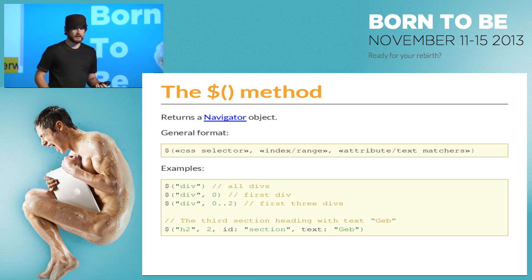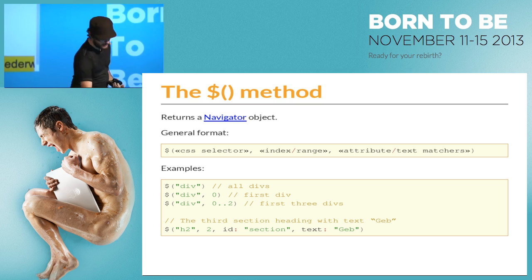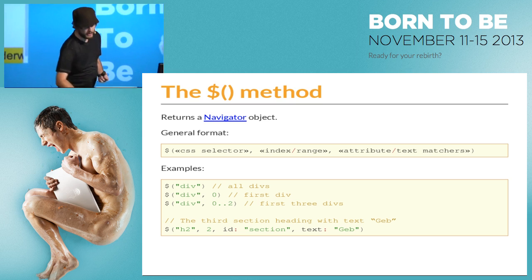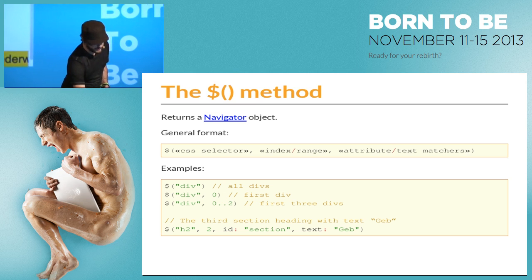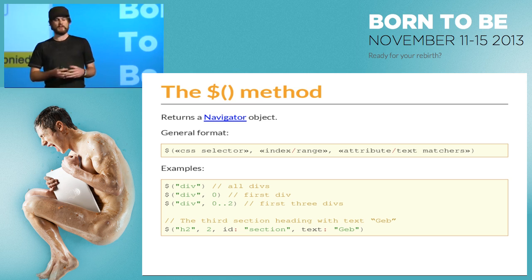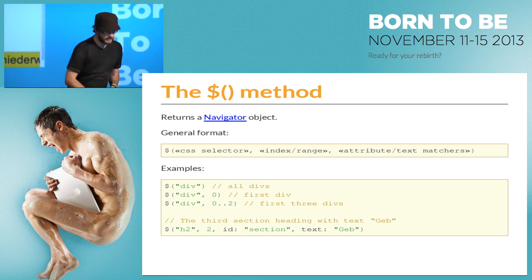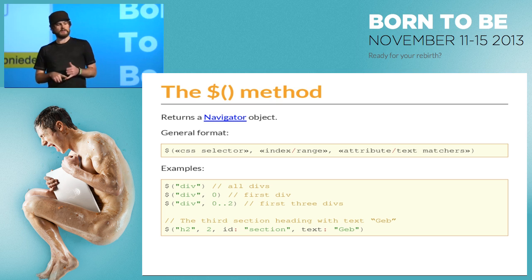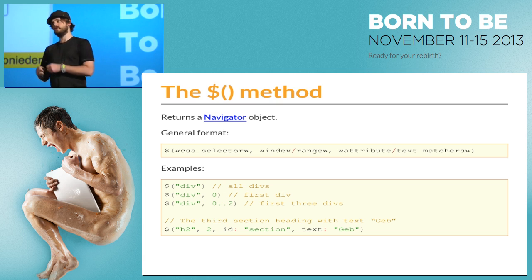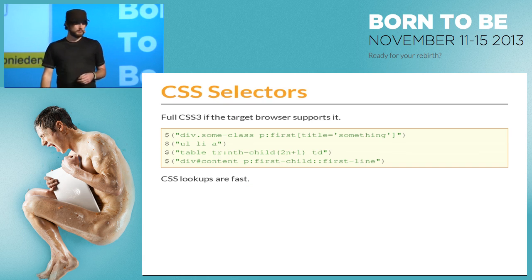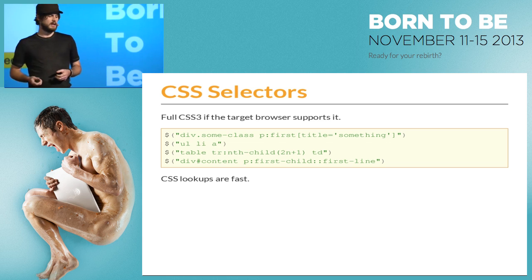If we have a look at the first one, this effectively is saying I want all the divs on the page, all the elements whose tag name is div. I can use an index here and say, well, I really actually just want the first one. Or I can use a nice feature of Groovy, a Groovy range, to specify I want the first 3. And I can bring them all together here. So this is saying I'm asking for the third H2 whose ID is section and the content is Geb. So I can use the different aspects of that method that I need to grab out some particular content.